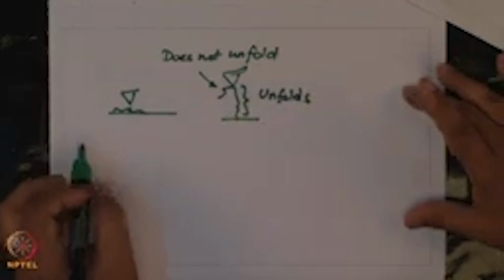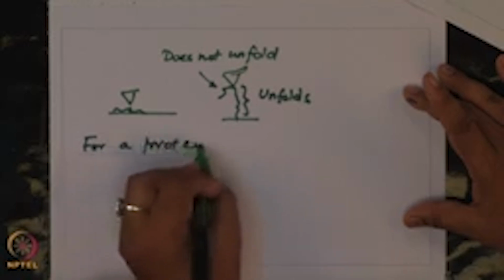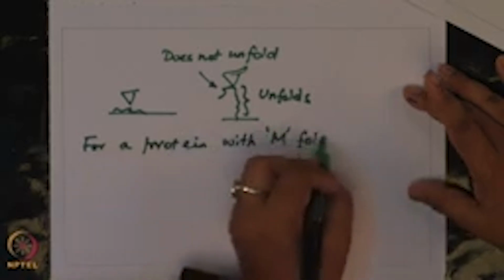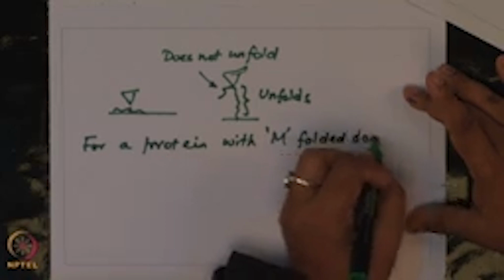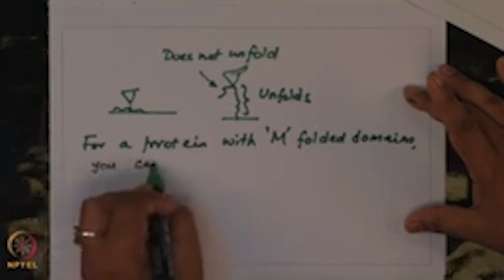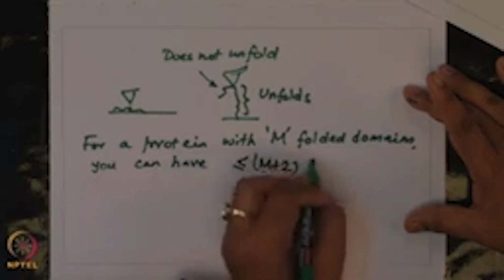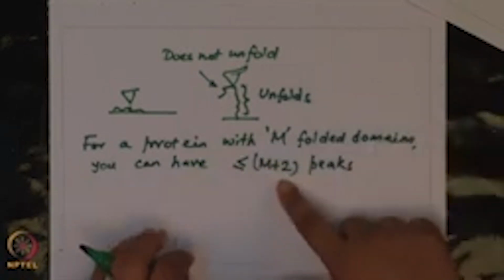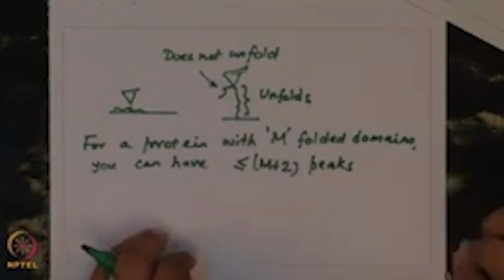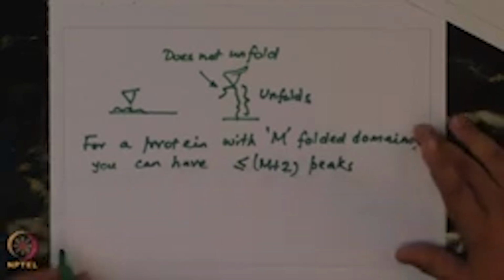So, for a protein with M folded domains, you can have less than or equal to M plus 2 peaks. At most you will have M plus 2 peaks, where the tip actually contacts one end of the protein, but in all other cases you will have fewer than M plus 2 peaks. So, this is one thing to be noted.